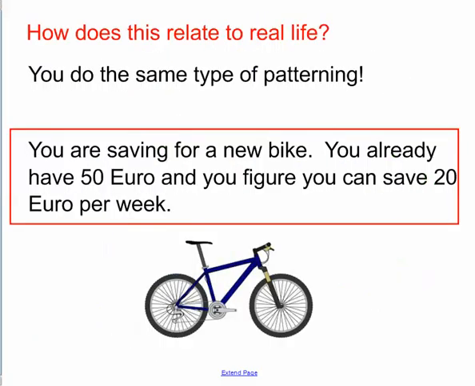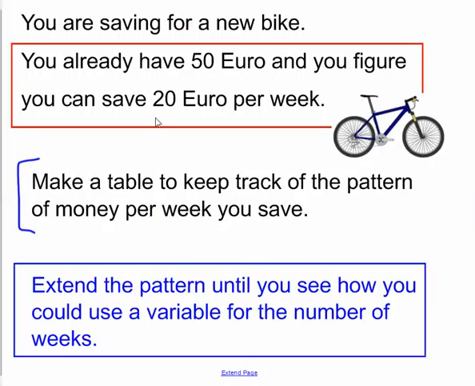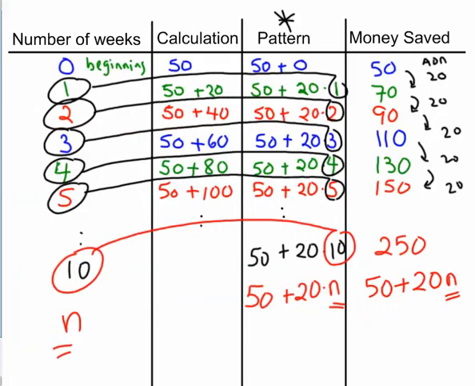And then we solved the problem with the bicycle to see how this relates to real life. So the problem is that you have 50 euro, you're saving 20 euro per week. We made a table, and then you extended the pattern until you could see how you could use a variable for the number of weeks.